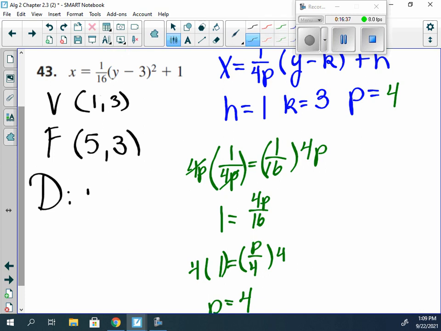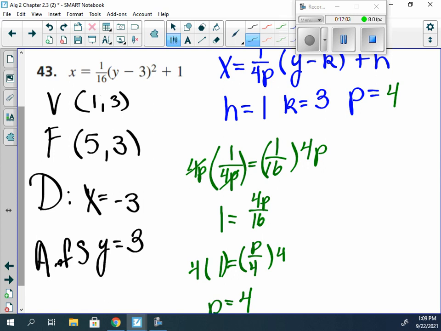Directrix is x is equal to h minus p. So 1 minus 4 is negative 3. 1 minus 4 would be negative 3. And the axis of symmetry, y equals 3. And that's it. Questions on this here?